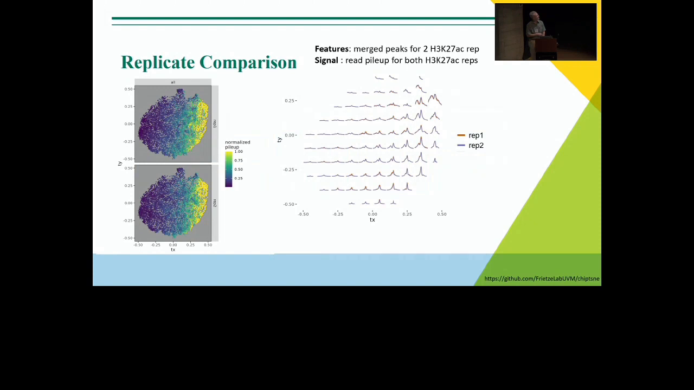So for replicate comparison, now we're looking at 2 replicates for K27 acetyl, and there's very good agreement between these replicates. There's a little bit of orange poking out on some of these, which is where they're slightly different, but in general, they match quite well.